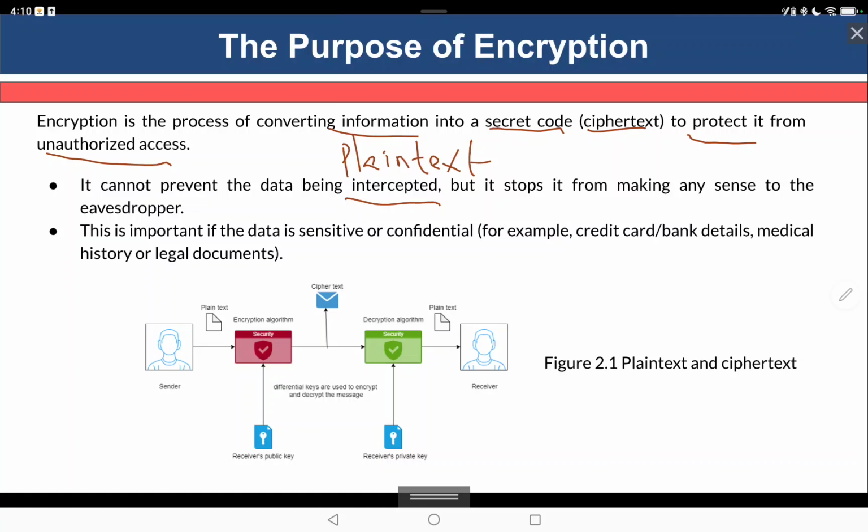Now, encryption is important if the data is sensitive or confidential. For example, data like our banking details, bank account, medical records, legal records, and so on. So we can use encryption to protect these data.